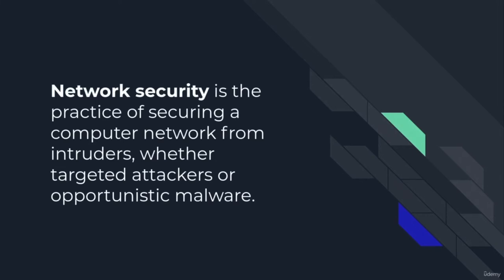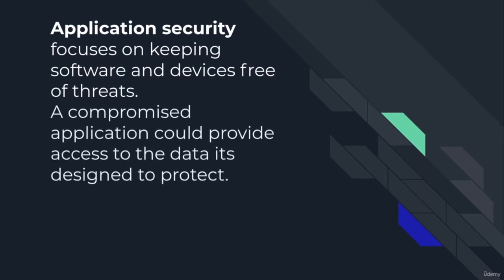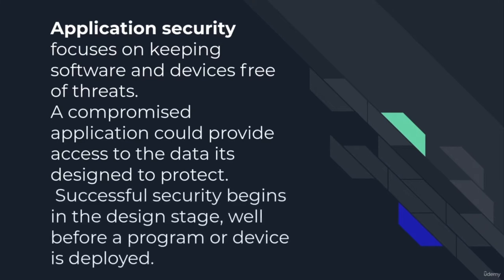The first category is network security. It is the practice of securing a computer network from intruders, whether targeted attackers or opportunistic malware. Now we have application security. It focuses on keeping software and devices free of threats. A compromised application could provide access to the data it's designed to protect. So successful security begins in the design stage, well before a program or device is deployed.